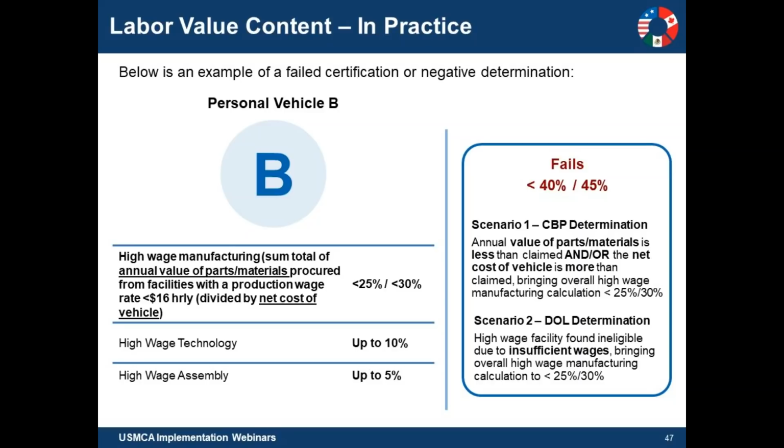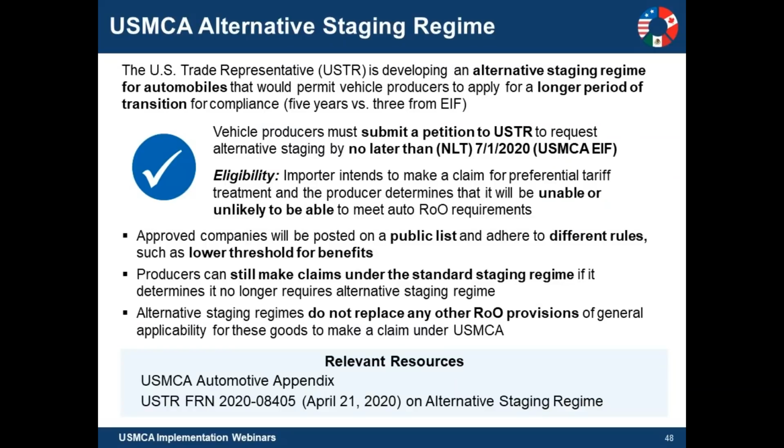In another scenario, a determination by the U.S. Department of Labor could affect the claim of preferential treatment based on labor value content. For example, where the Department of Labor would determine that a high wage facility would be found ineligible due to insufficient wages, thus making those component parts ineligible for consideration for the labor value content criteria, and thus, in some instances, bringing the overall high wage manufacturing calculation below 25% for a passenger vehicle or 30% for a light truck.